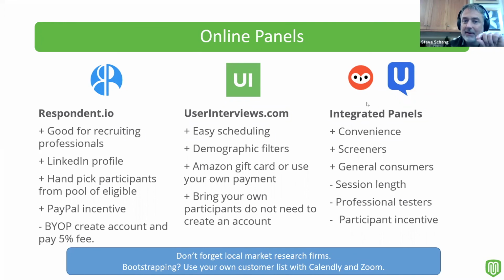I also mentioned that usertesting.com and UserZoom have their own integrated panels. Respondent and User Interviews, all they do is recruit and schedule, so you bring in your own testing software. You can usually just send out a link to people, like if you have Loop 11 or a Zoom link, whatever your testing platform is, you'll just add that into your recruit. But these tools both have their own panels, and they also allow you to bring your own people.